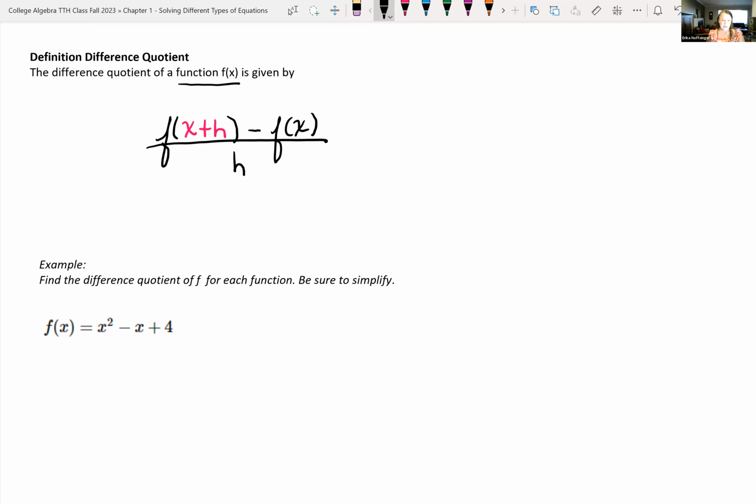It actually ends up being the average rate of change between 2 points, x and x plus h, on some function f of x. But don't worry if you don't understand that. Hopefully in the future you will. So again, this is something that you'll be seeing over and over again when you start calculus. And so it's good that you get this down.